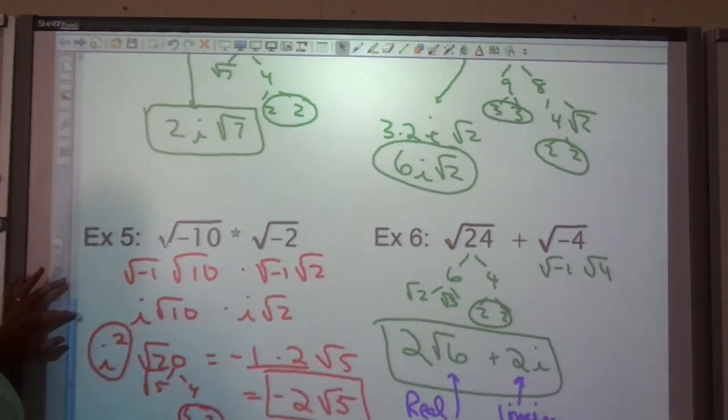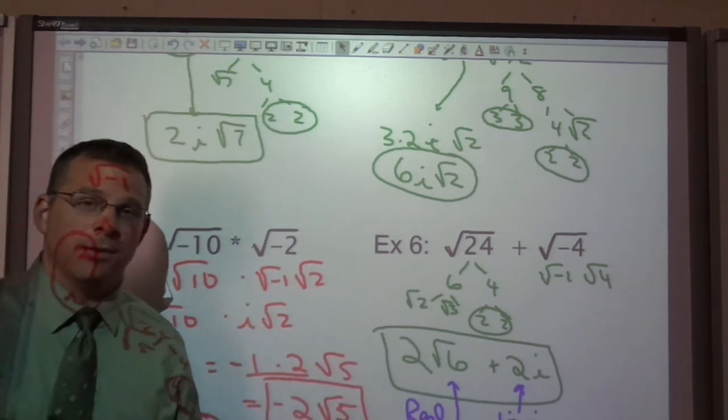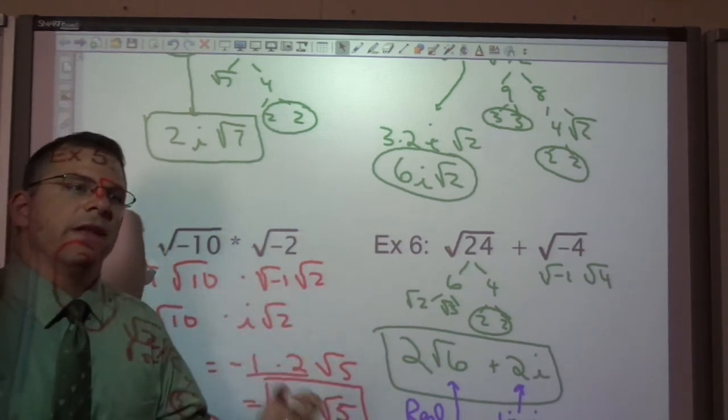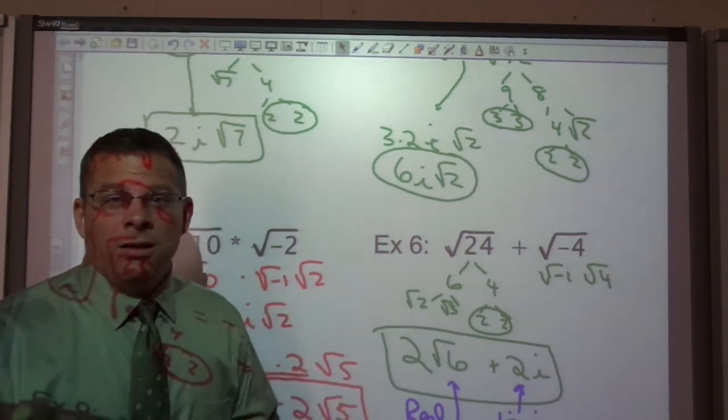So this is our introduction to complex numbers. It's really not super hard. It's not super complex. As long as you understand that i is the thing that when squared equals negative 1.